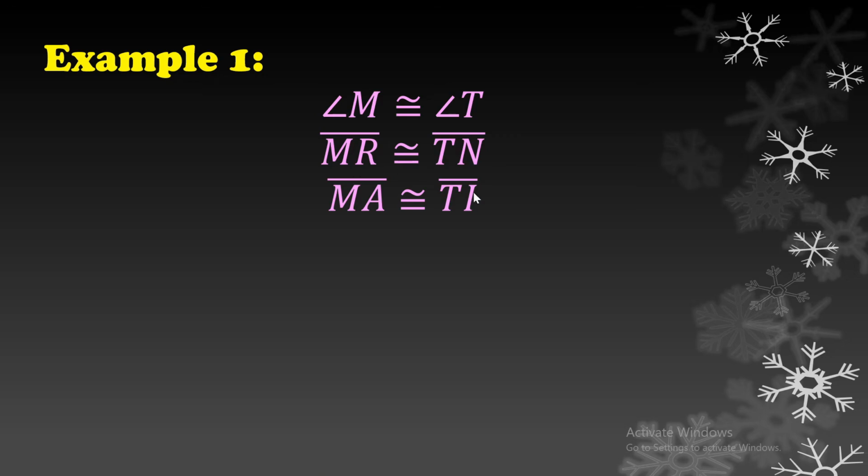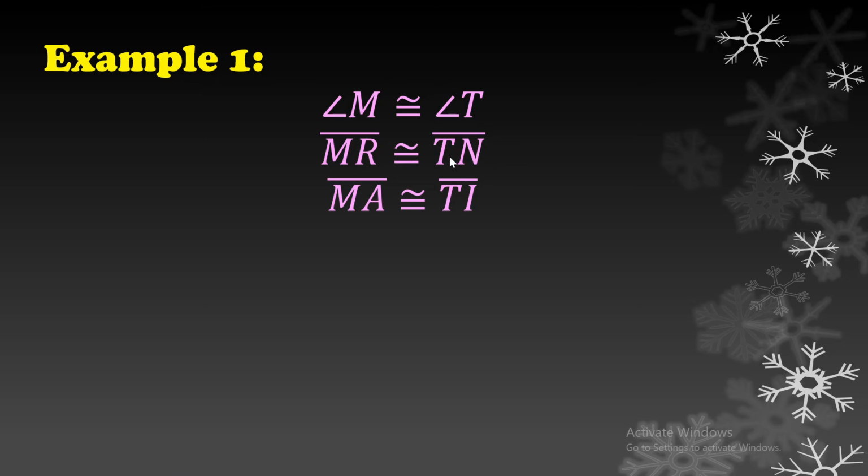Okay, let us see. So first, since it's the SAS postulate, two sides should be given. So we have these two pairs of congruent sides and one angle. Now let us see if the given angle is the included angle between those two given sides. MR and ME, so the included angle is angle M.